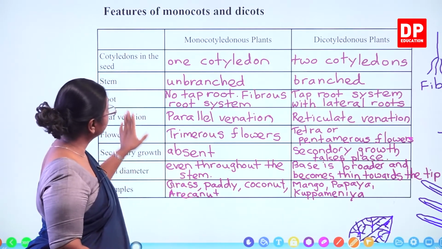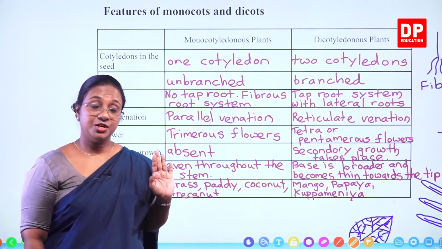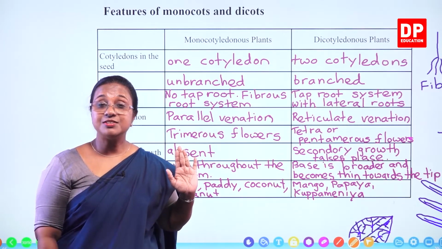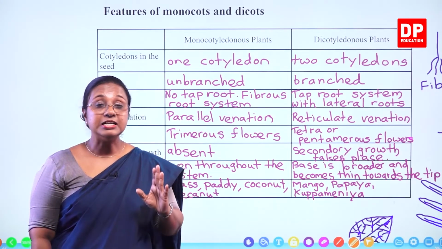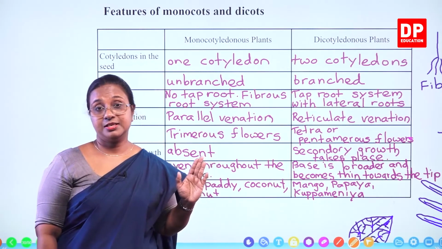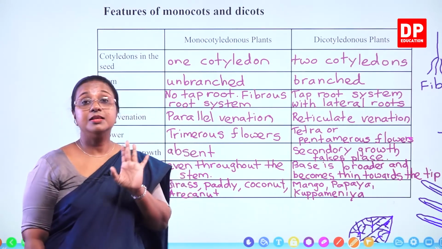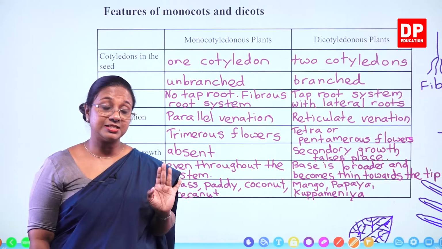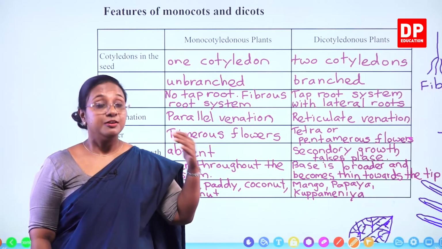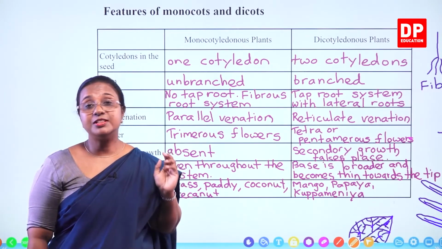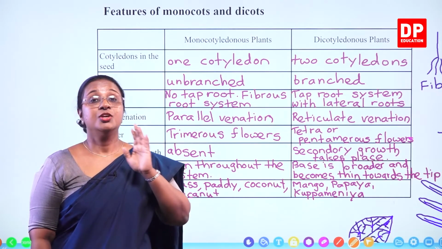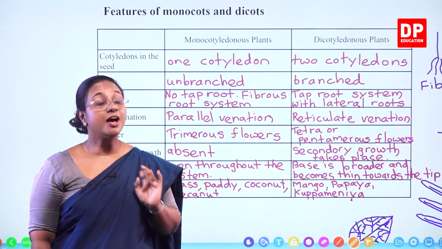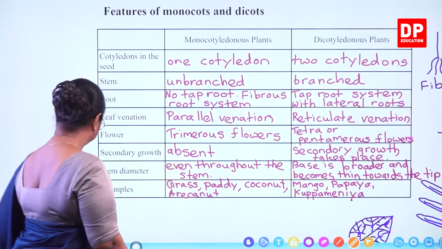For that, you have to observe all these features. According to the scientific classification, you all know they consider all the characteristics. Most of these are morphological characteristics, but in addition to that, physiology, cytology, everything is considered. So with that understanding, students, I will move on to the next slide.